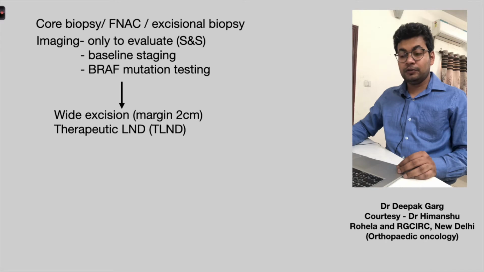Then we go for the wide excision with appropriate margins as we have discussed earlier, and for the lymph node, if it is positive, we should go for therapeutic lymph node dissection. Unlike the sentinel lymph node biopsy setting, observation is not an option here. We should go for therapeutic lymph node dissection because this is a macroscopic disease.